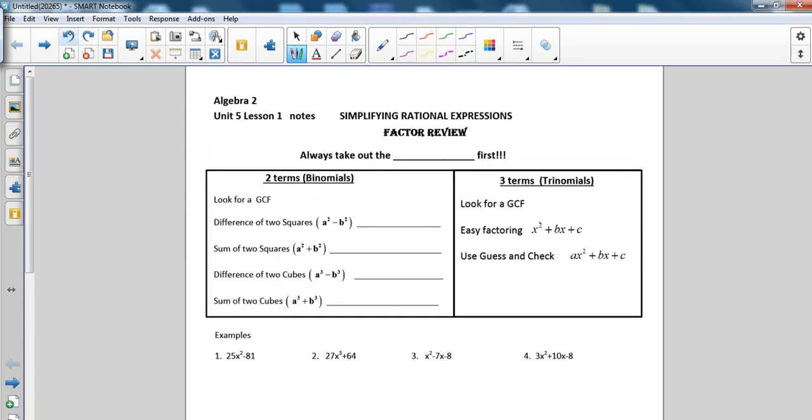Okay, sorry, some technical difficulties. My first page disappeared. Okay, so lesson 5. Lesson 1, unit 5. There's my first mistake of the day.